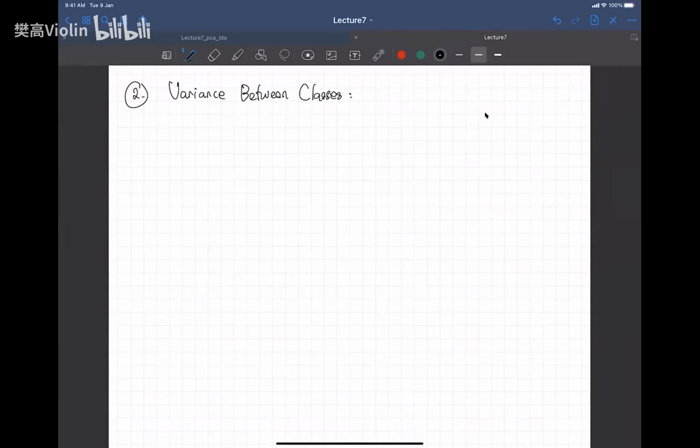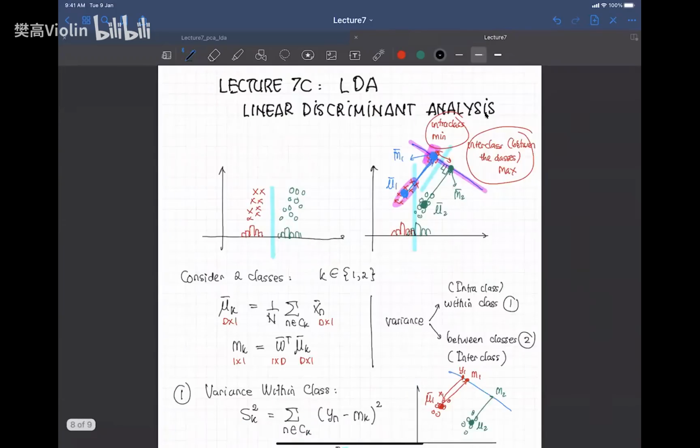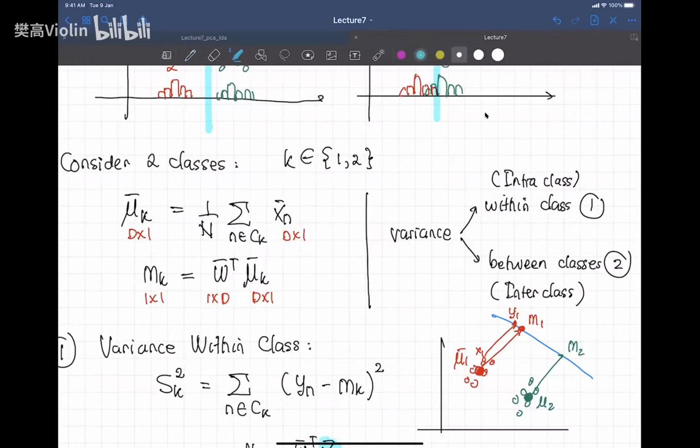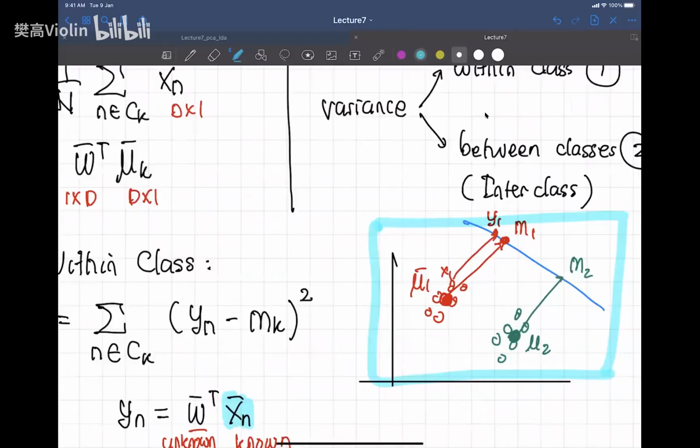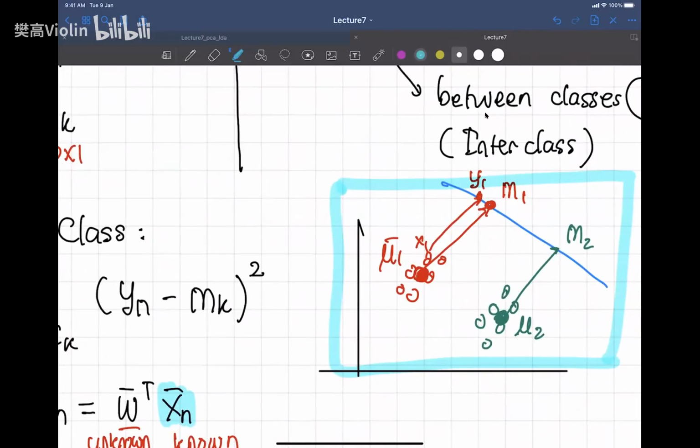So this one is basically, if you look at these pictures here, in variance, a variance between class means what? What do we want to maximize here? Anyone? What do we want to maximize in this graph?